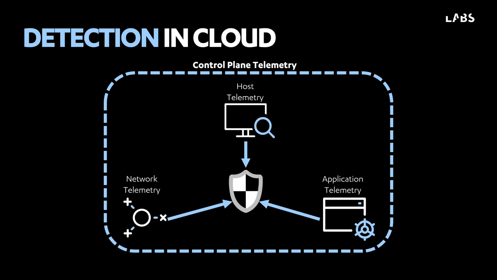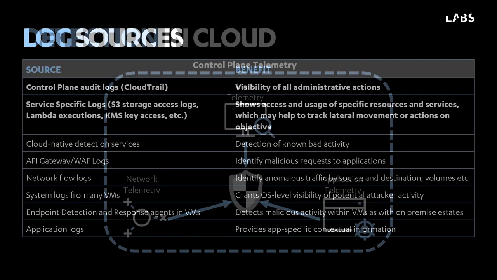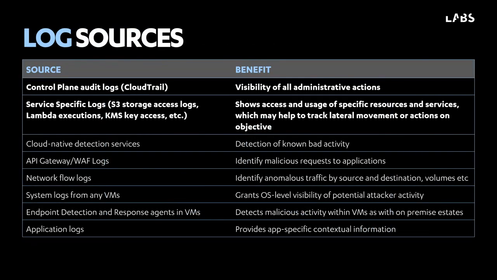So if we look at some of the log sources that we've got available, the two big ones really when it comes to talking about log sources in the cloud are your control plane audit logs and your service specific logs in terms of new stuff you've not come across before. Most of the rest have their on-premises equivalents or are basically the same, EDR, for example, syslog, so on.